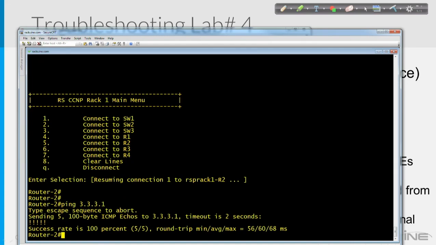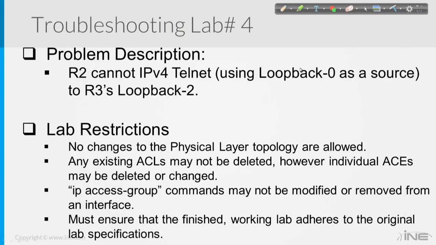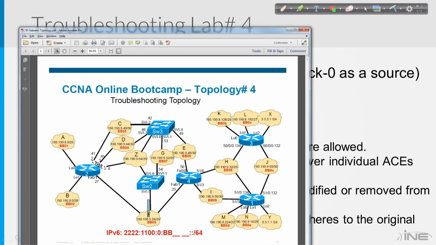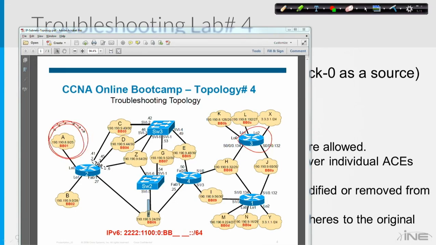Wait a second. In our lab, router 2 is using loopback 0 as a source. He was using loopback 0 as a source. So what I need to do is make sure that router 3 has a return path to this network. Okay, so let's check that out. So that's the 198.0 network.